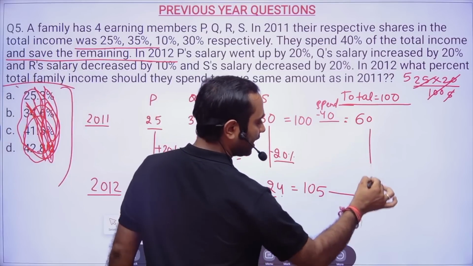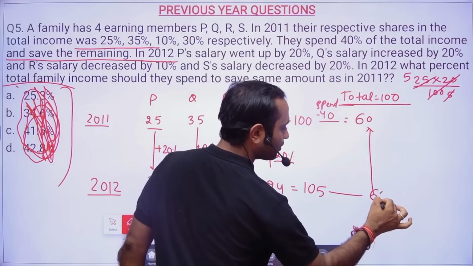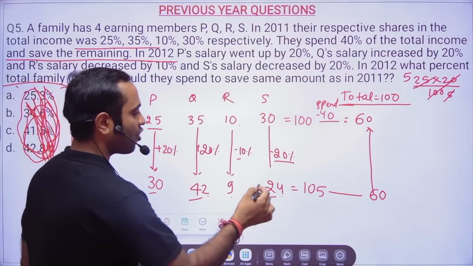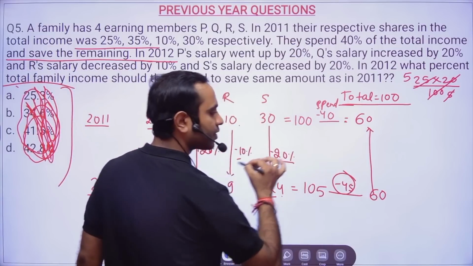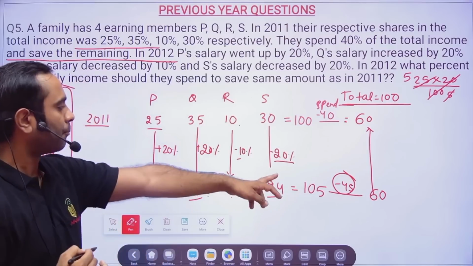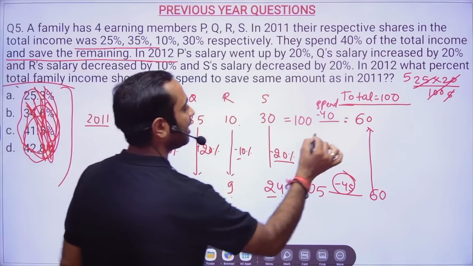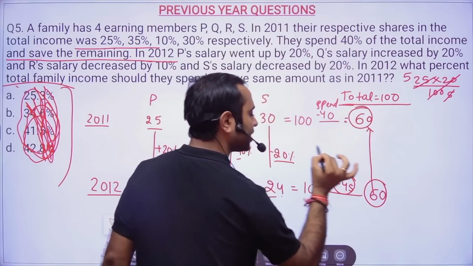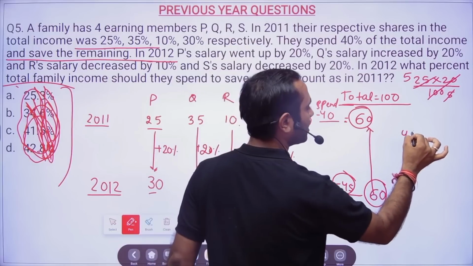Okay. So in 2011, they were saving 60 rupees. In 2012 also, they wanted to save the same. So how much should they spend? They are free to save 60 rupees, but they will have to spend how much? 45 rupees. Then only whatever they were saving in 2011, they will also be able to save in 2012. So basically they should spend 45 rupees.